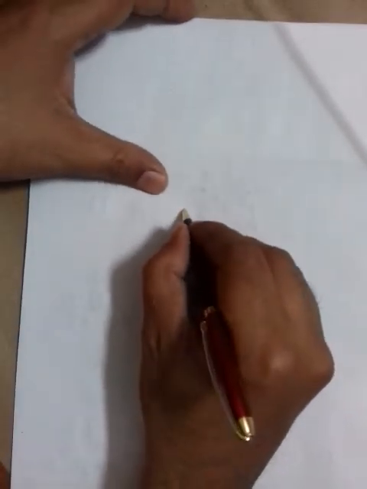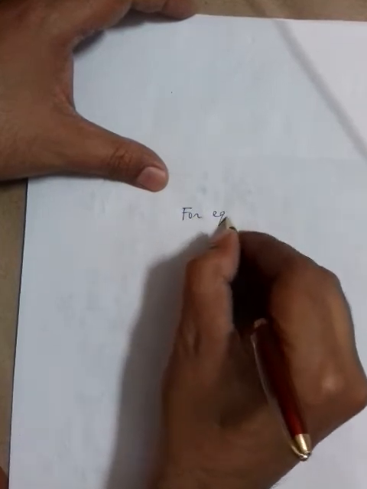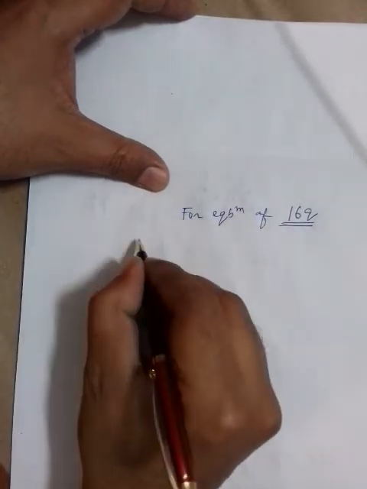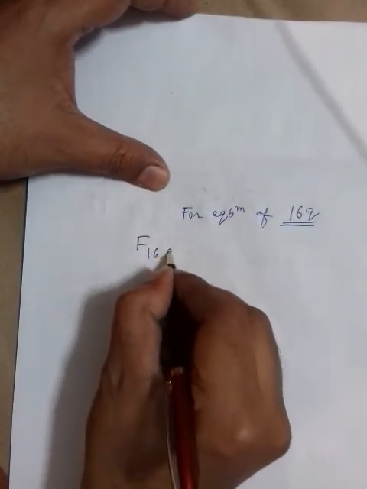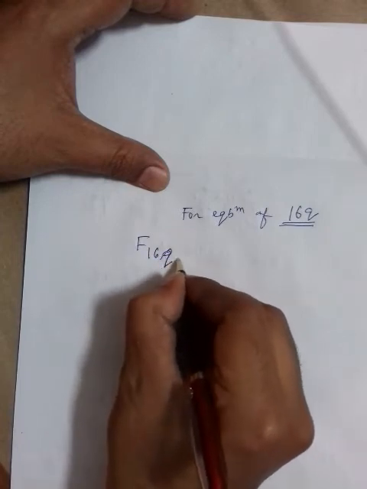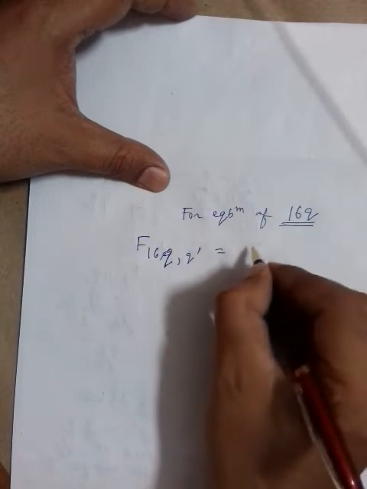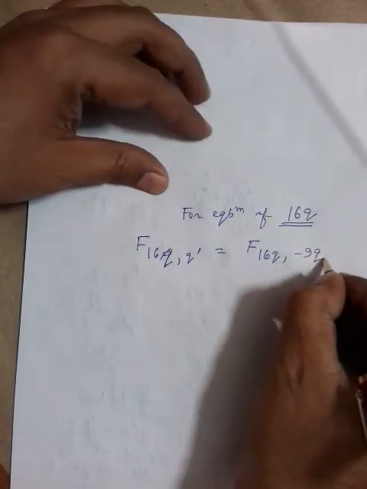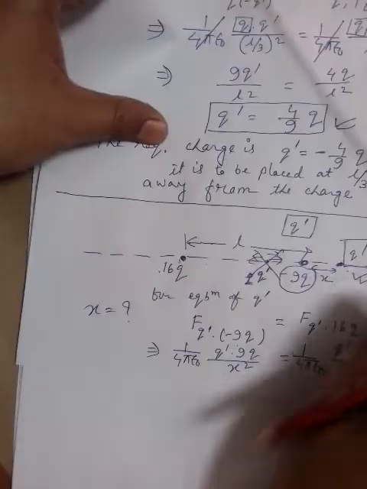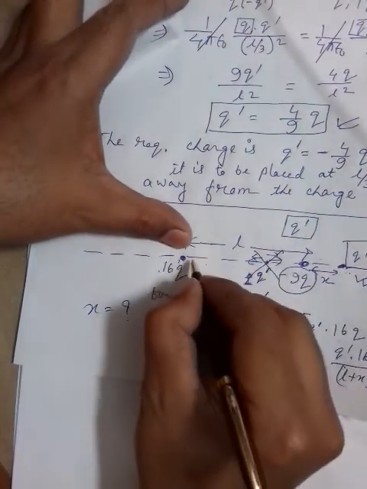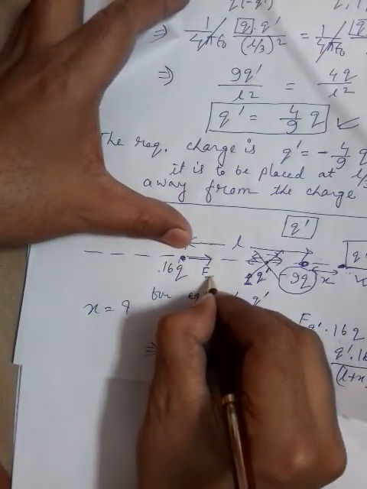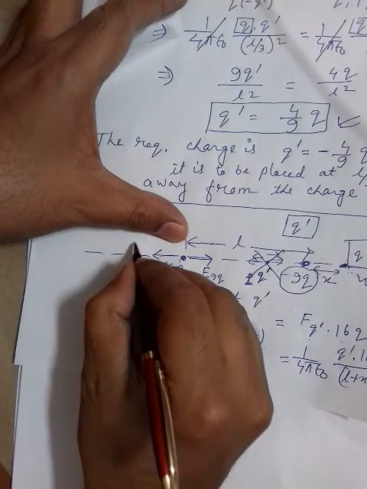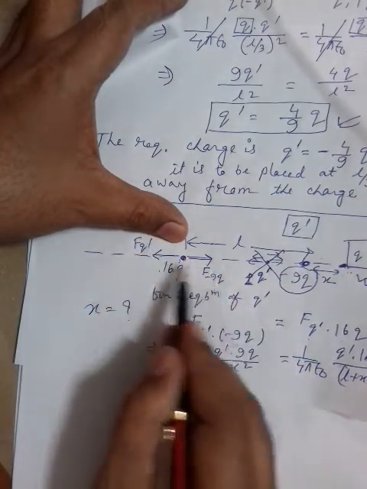So I am now writing for equilibrium of 16q. Force acting on 16q because of q dash should be equal to force acting on 16q because of minus 9q. Let me show the drawing of the question. I am looking at this 16q. Minus 9q will attract it, that is the force because of minus 9q. And this q dash will repel it, because q dash is positive, already identified. So that is the force because of q dash.